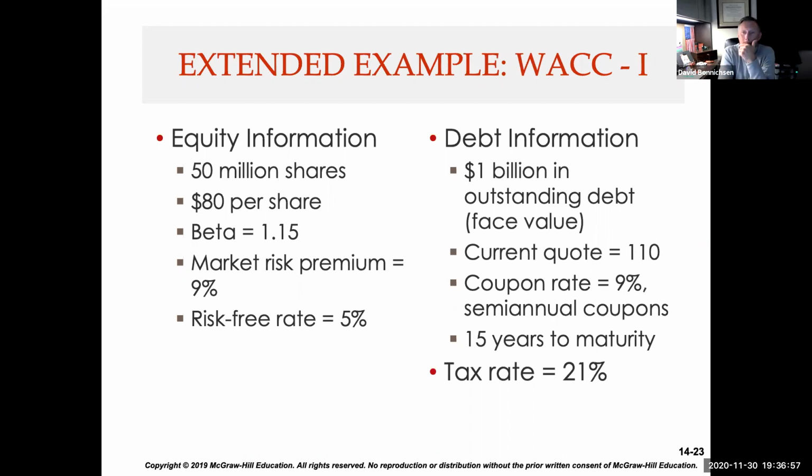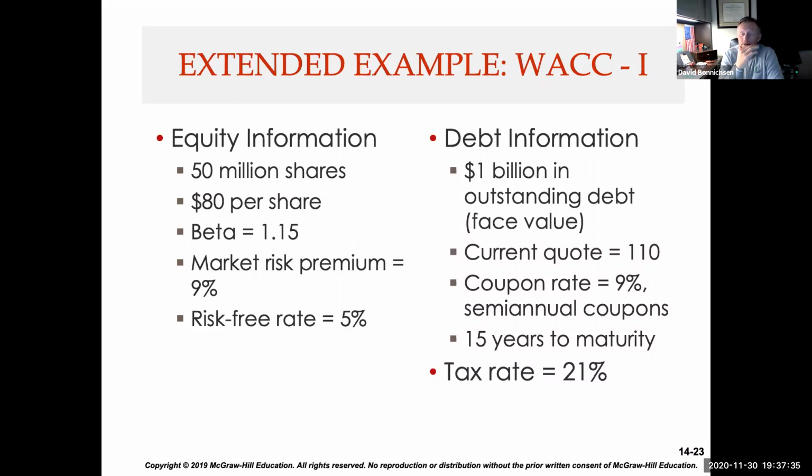Example time. Equity: we've got 50 million shares at 80 bucks a share. The beta is 1.15. So the beta is telling us that in this example, this firm has 15% more systematic risk in their business as it relates to the market in total. More systematic risk equals higher beta, or beta greater than 1. We've got a market risk premium of 9, and we have the risk-free rate of 5.